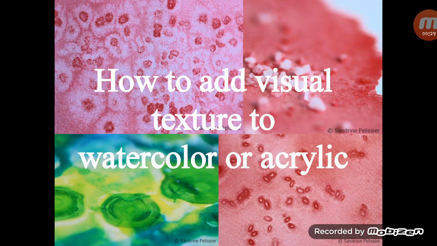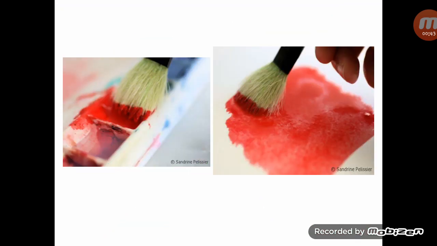Today our topic is about how to add visual texture to watercolor or acrylic. Dear students, this is a practical topic. Adding a bit of visual texture to your paintings will make them stand out. You can also use visual texture as a starting point to layer more colors or to make an abstract background.